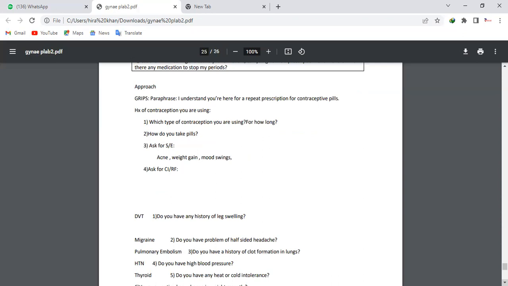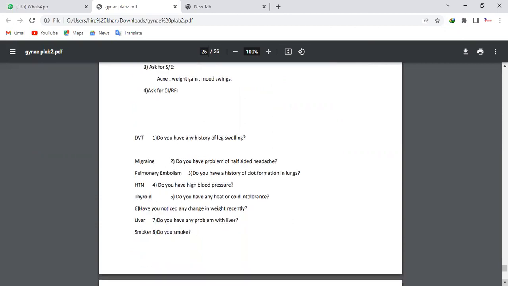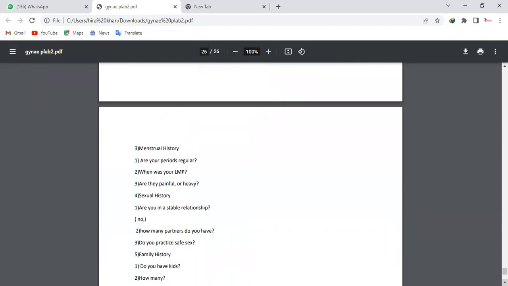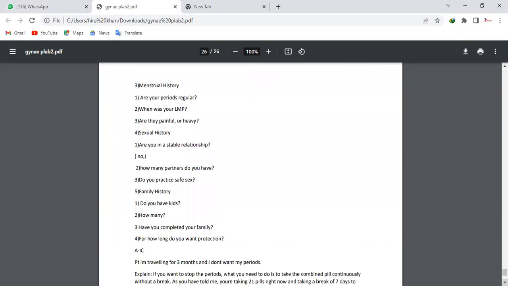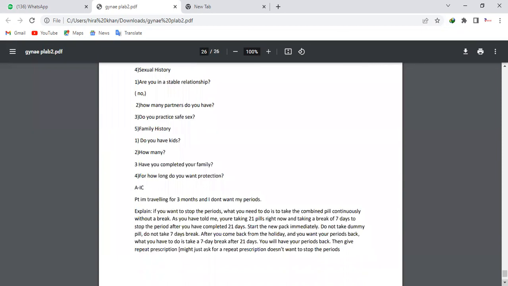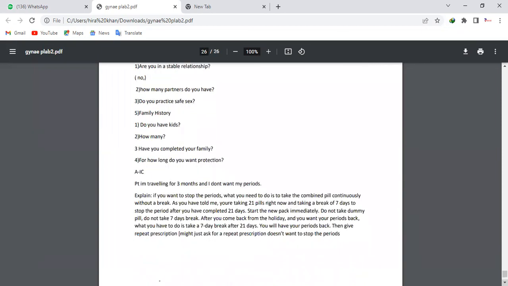That's it. So what we are going to start with is to paraphrase, then ask about the history of contraception, which one she is using, for how long, and how she takes the pills. Then ask for the side effects. Have you noticed any acne on your face, any weight gain, any mood swings? Then ask about the contraindications or risk factors we have asked before, like DVT, migraine, pulmonary embolism, thyroid, all the questions we discussed before. Take a detailed history of the menstrual cycle, and then sexual history, family history, like for how long, how many kids, and why do you want the contraception again. Do ask that, why do you want that?